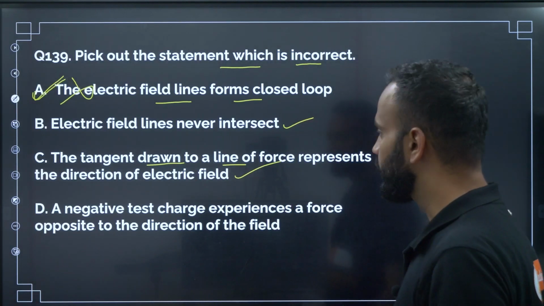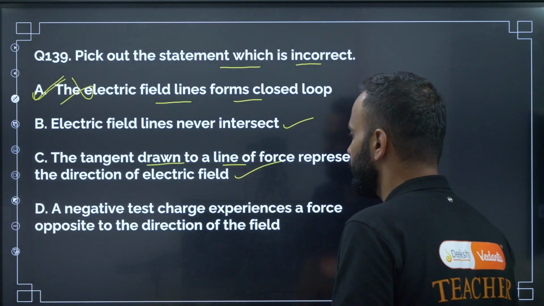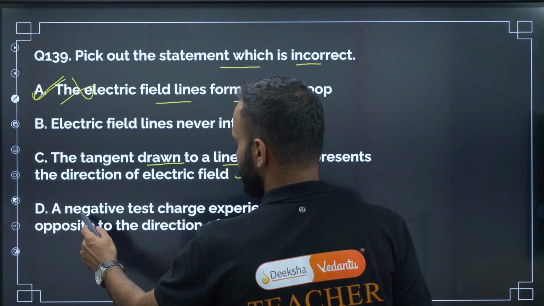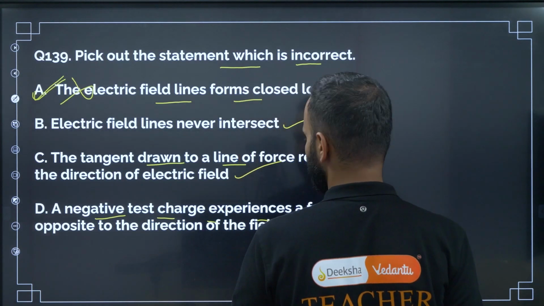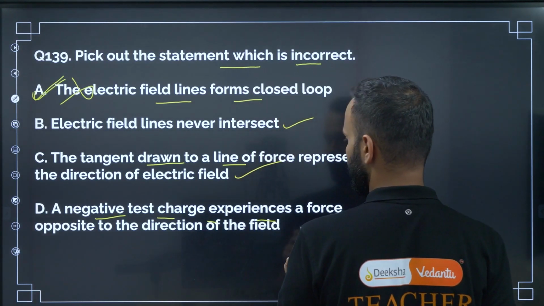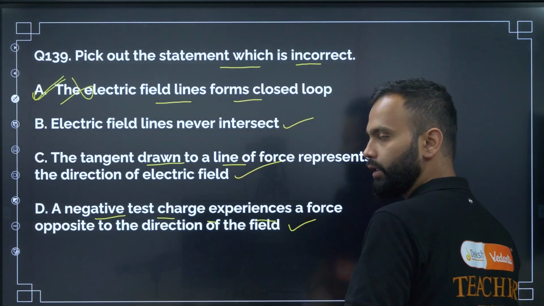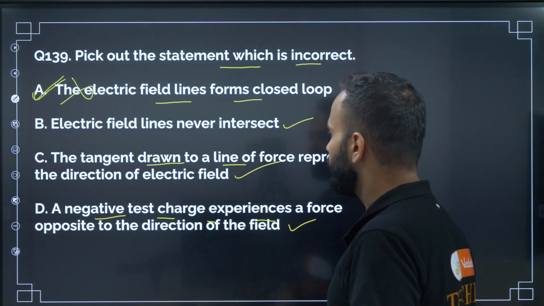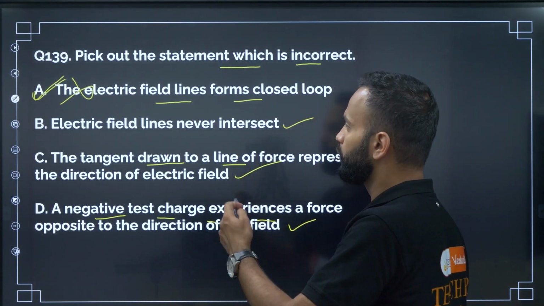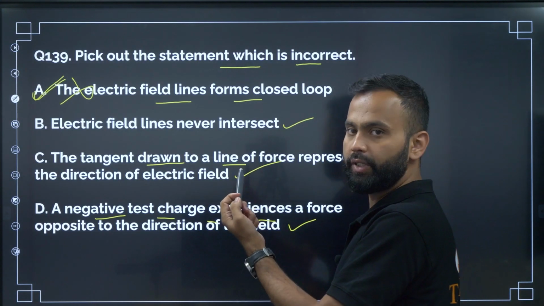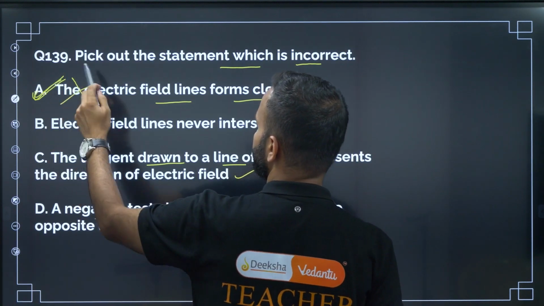Again, this is also correct. These are the properties of the electric field lines, right? Option D says a negative test charge experiences a force opposite to the direction of the field. This is also correct, right? So here we need to pick out the incorrect statement. So the correct option is A.